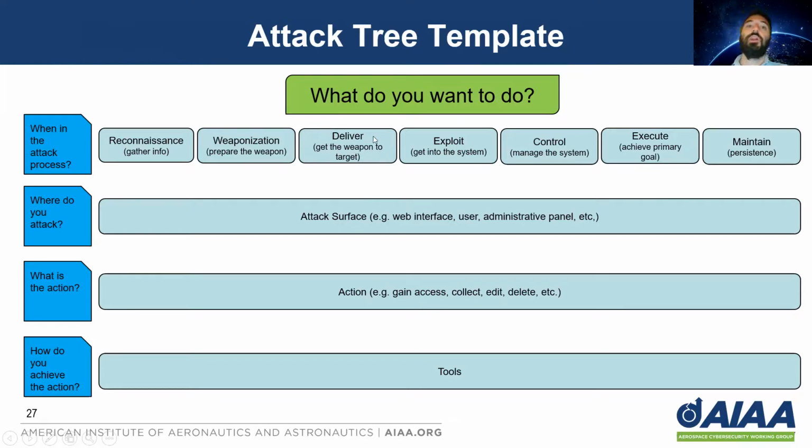Again, delivering whatever that weapon is to a given attack surface. So if you created a weapon and some kind of mechanism to brick that satellite, are you going to be delivering it to the web interface? Are you going to be delivering it to the user? Are you going to be delivering it to the administrative panel? Ask yourself these questions. And by going through this process, this is essentially what an attacker is going through.